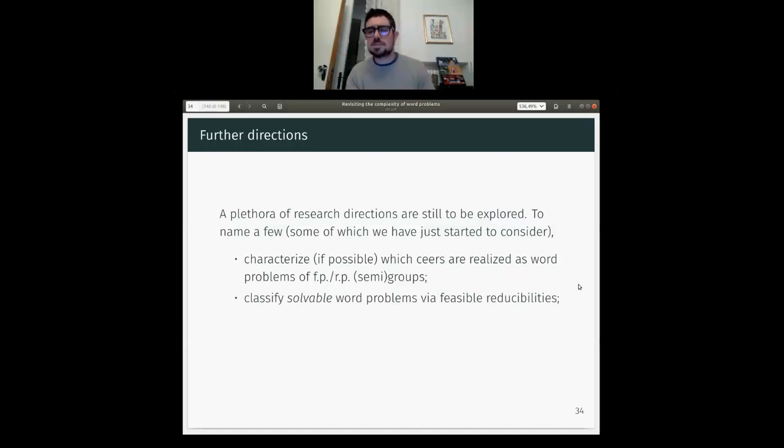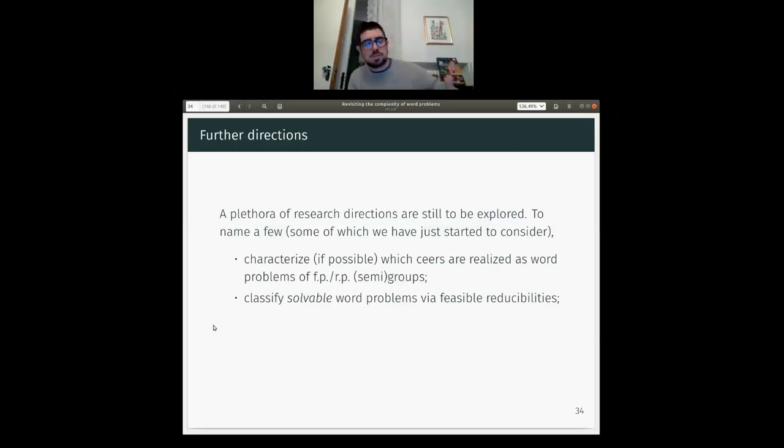Now, a second step that we just started on is this. As I told you, many algebras have solvable word problems. That's the case for lattices, for commutative semigroups, for groups with only one relation, etc. These are all cases for which computable reducibility is too coarse to classify the complexity of solvable word problems. So if you really would like to classify them, you have to move to feasible reducibilities. And here you have multiple options. The most natural ones are primitive recursive reducibility and polynomial time reducibility.